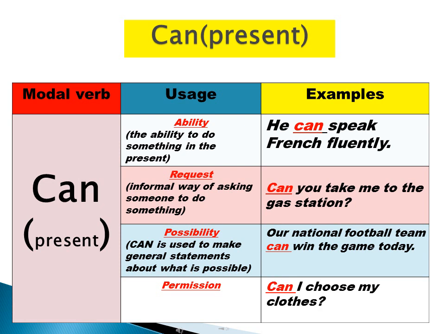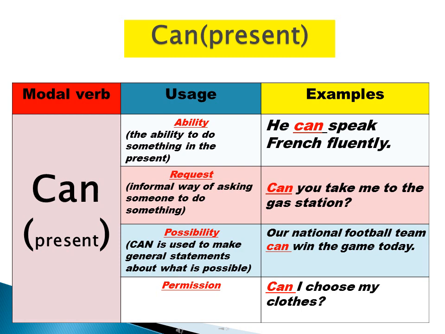Can I choose my clothes? For example, you are going with your dad in a mall and you want to choose your clothes. So, can I choose my clothes? Here it is permission, asking for permission. So can in the present has different uses. Can expresses ability, request, possibility, and also permission.